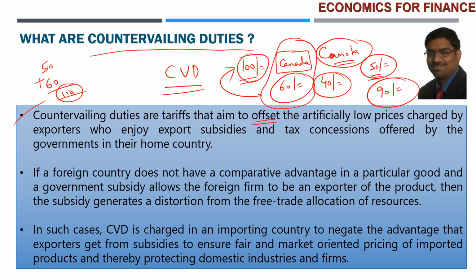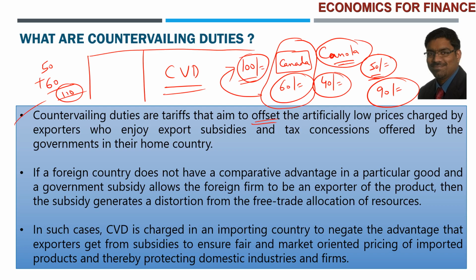And this is a real life example, by the way. Only the numbers are not real. The example is real. Canada gives tremendous subsidy to canola oil exporters from their country. So what is India's response to that? Simple. We will levy heavy customs duty on that in the form of a countervailing duty.